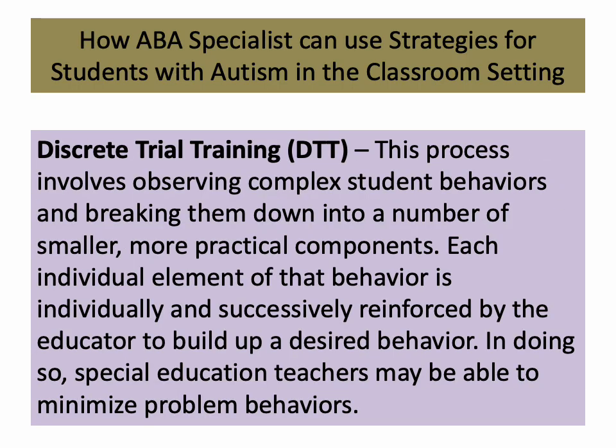Let's start with something simple. Imagine asking a student to participate appropriately. That sounds clear to us, but for a student with autism, that's not one skill. It's many. Making eye contact, waiting their turn, responding to a question, staying seated. DTT, discrete trial training, breaks that complexity down, one skill at a time, one success at a time.